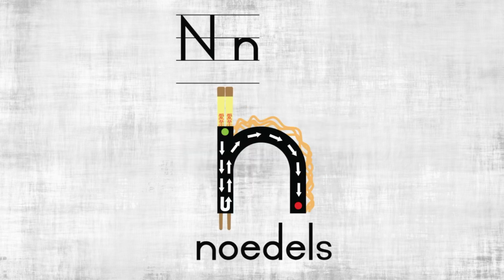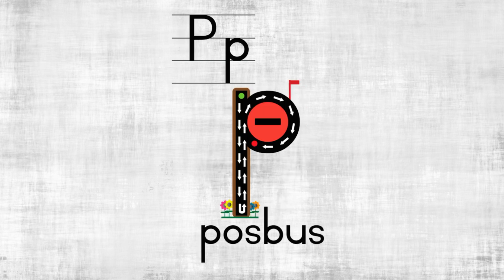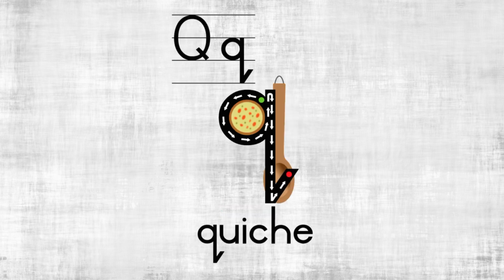N, n vir noodles. O, O for ot. P, P for pospis. Q, Q for kish.